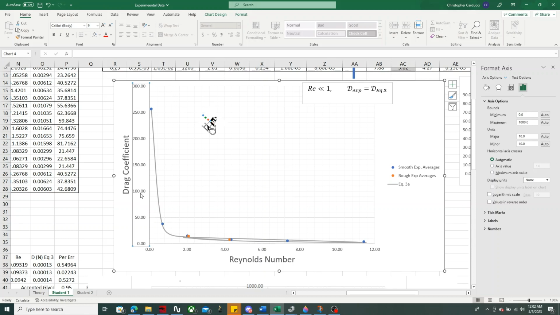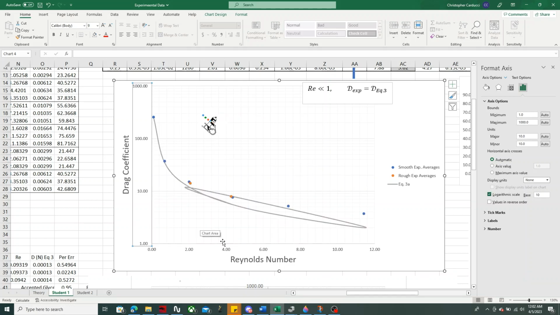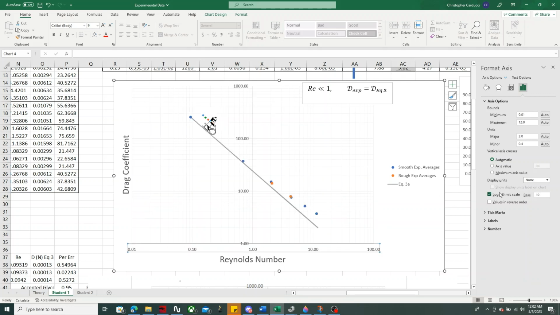Because if you think about it, from 0 to 1, the drag coefficient changes immensely. And then from 2 to 200, the drag coefficient might not change that much. So there's a reason why we use log-log plots. It's very, very helpful in trying to plot anything that obeys some kind of exponent or power law.